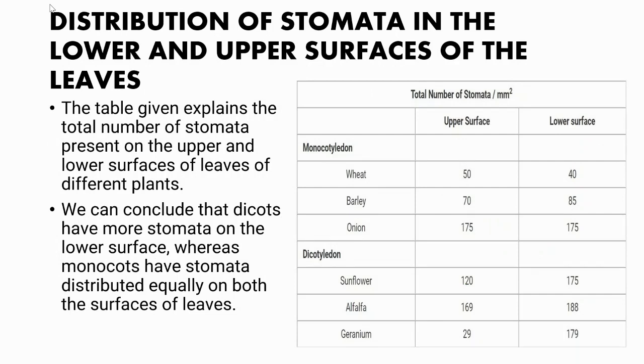Distribution of stomata in the lower and upper surface of the leaves. The table given explains the total number of stomata present on the upper and lower surface of the leaves of different plants. From this, we can conclude that dicots have more stomata on the lower surface, whereas monocots have stomata distributed equally on both surfaces of the leaves. Here in the table, we can see the number of stomata on the upper surface and lower surface of monocotyledons, which are wheat, barley, and onion, and dicotyledons, which are sunflower, alfalfa, and geranium.